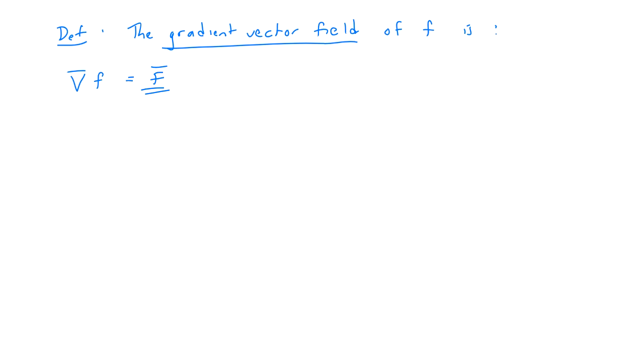So the gradient vector field of a regular function, in however many dimensions you want, is just the usual gradient. And that gradient in this case is called a gradient vector field. And that leads to a definition that we'll actually use.